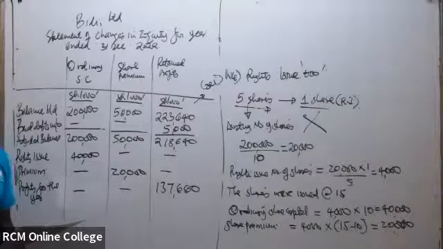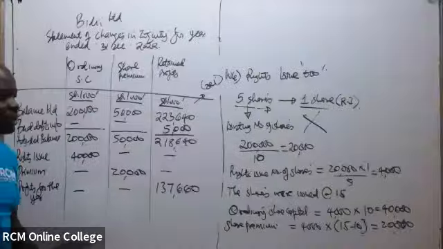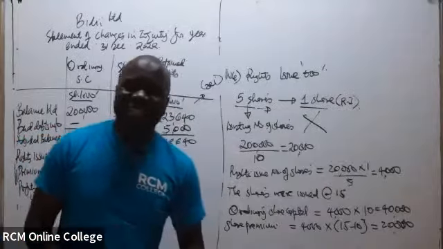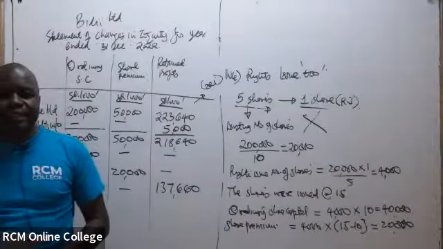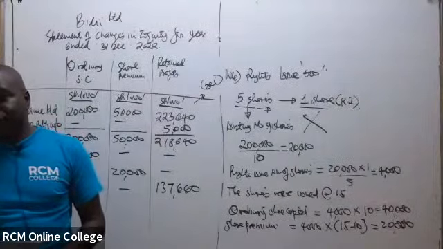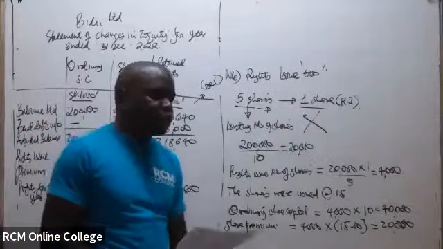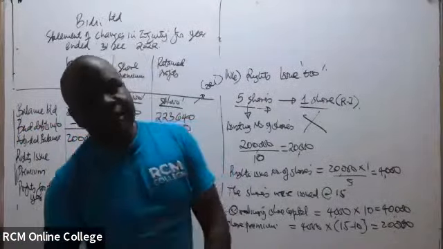What if the shares are issued at a value less than the par value? So that is what we call issuing the shares at a discount. Issuing shares at a discount.